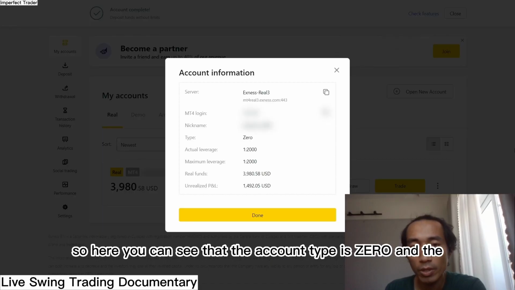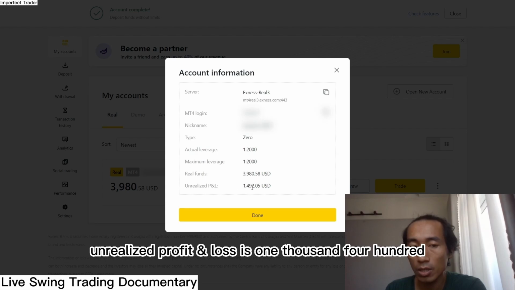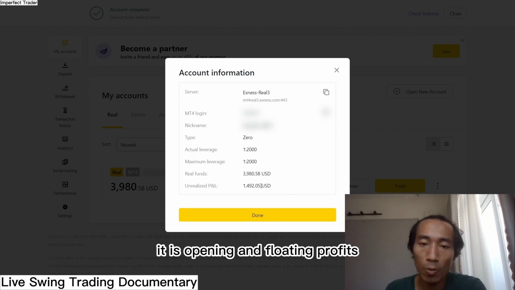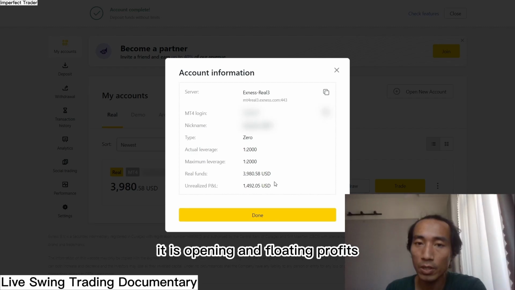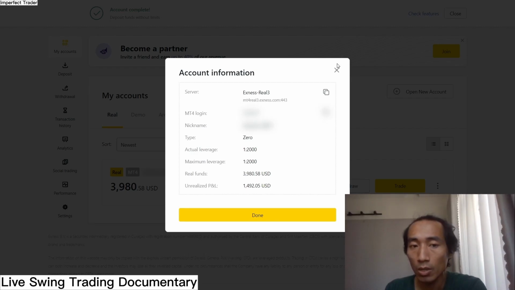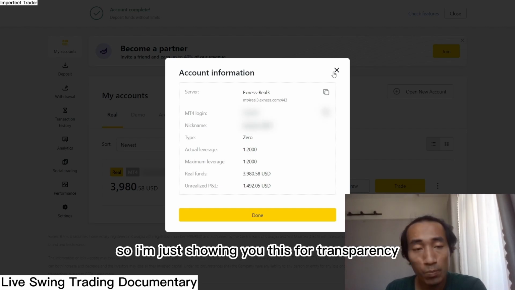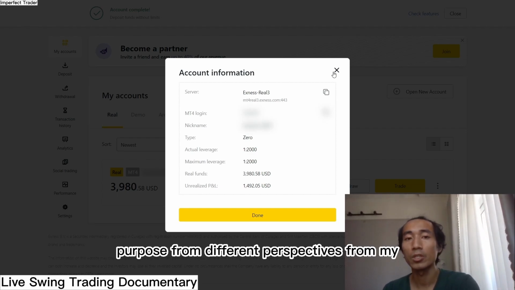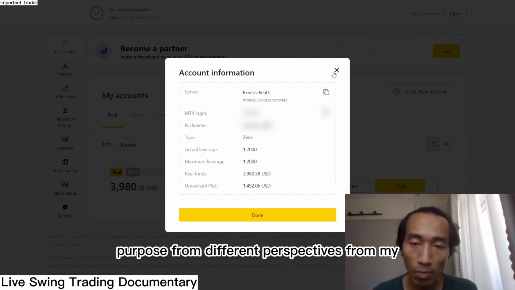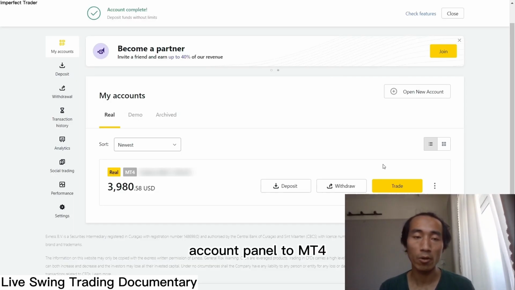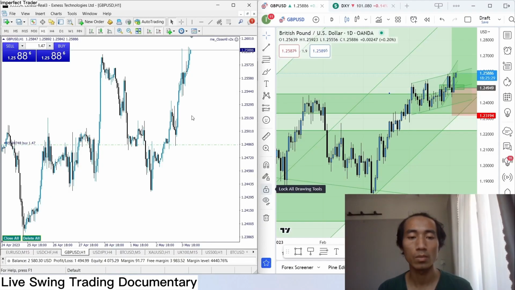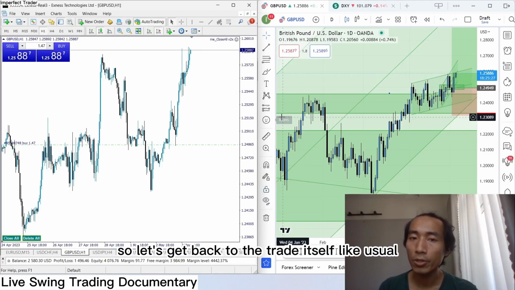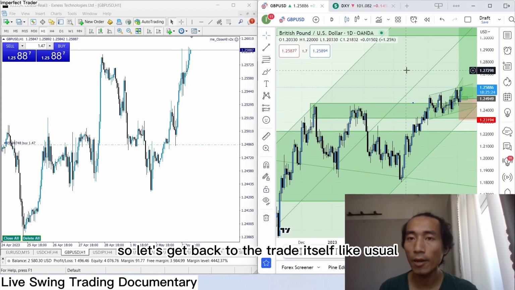Here you can see that the account type is euro and the unrealized profit and loss is 1,400. It is opening and floating profits, and that is the real account. I'm just showing you this for transparency, from a different perspective than my account panel on FT4. So let's get back to the trade itself.